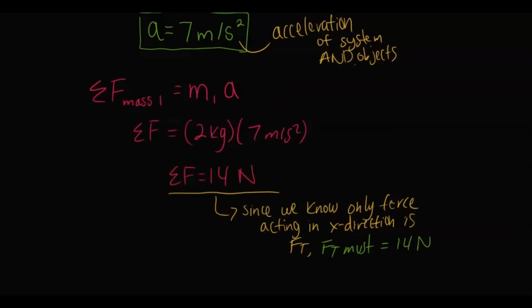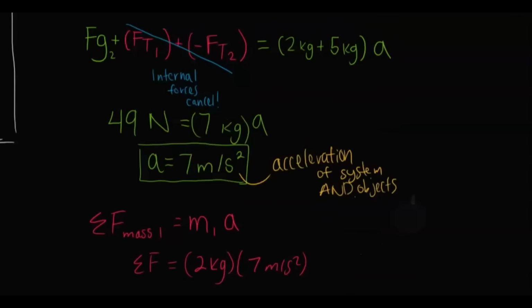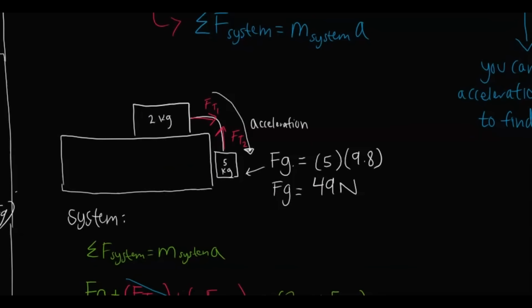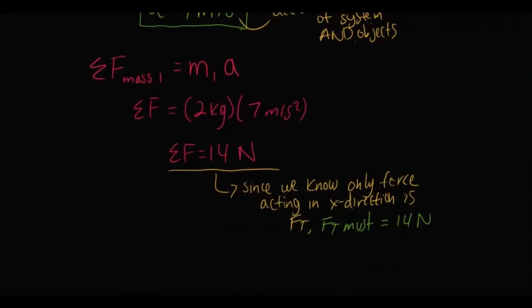The mass of the object is 2 kilograms because we're only observing one object. And the acceleration of the system, we already know, is 7 meters per second squared, so for the object it must also be 7 meters per second squared. 2 times 7 is 14 newtons. Since the only force acting in the x direction is the force of tension, that force of tension must equal 14 newtons.